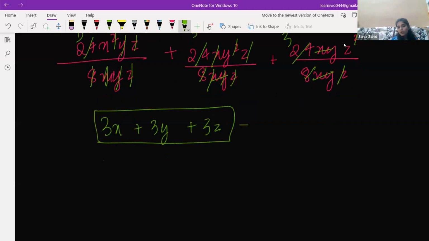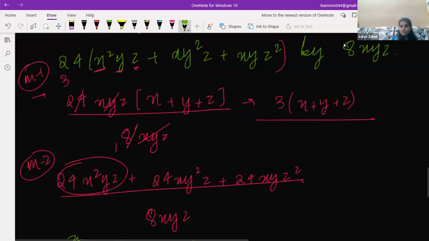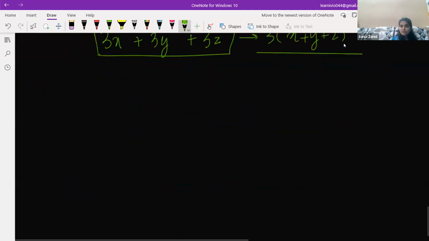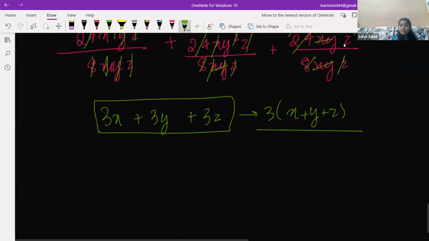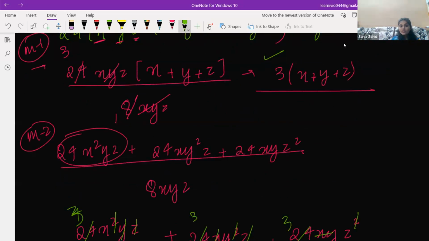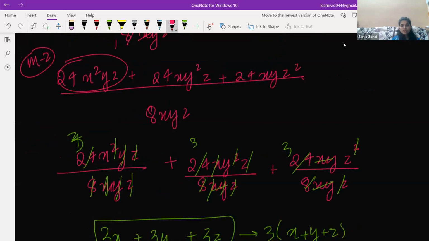Can I take 3 common and write down like 3 times x plus y plus z? Can I write it down like this? Yes, ma'am. So see, my answers are actually the same. Here also it is 3 times x plus y plus z. Here also it is 3 times x plus y plus z. Now the method that you follow is totally up to you. Whatever method you find easy, you can follow that method, or whatever method is preferred in your school, you can do that. I hope both the methods are clear to you.